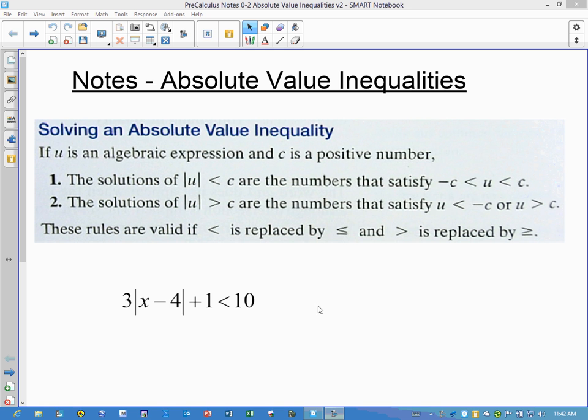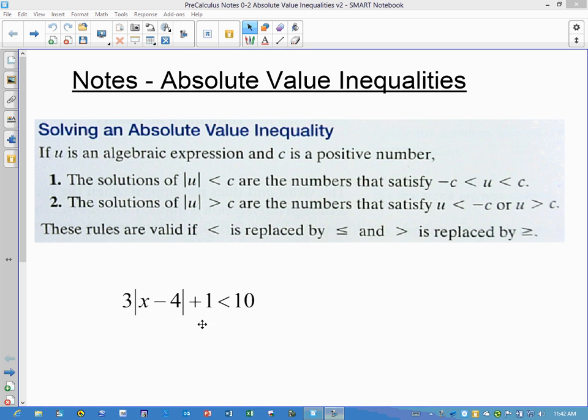Now, when we solve an absolute value inequality, and this is going to be our example here, generally you would break it up into two cases and work the cases separately. But before we can do that, we have to isolate the absolute value. So our first step is really to isolate the absolute value.